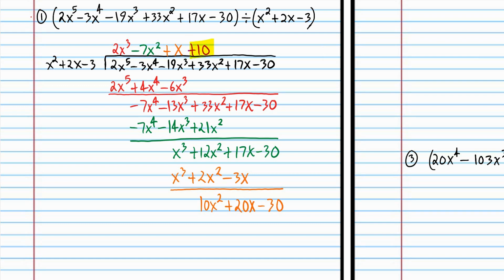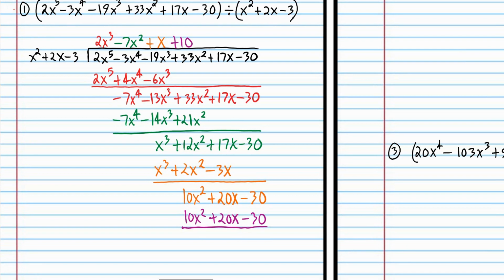Step number 2, we're going to multiply 10 by the divisor. So 10 times x squared is obviously 10x squared. And 10 times 2x is 20x. And 10 times negative 3 is negative 30. That was step number 2.